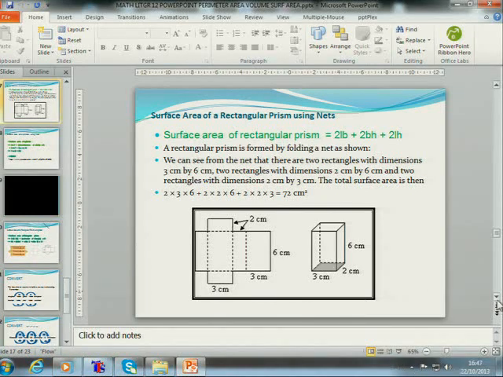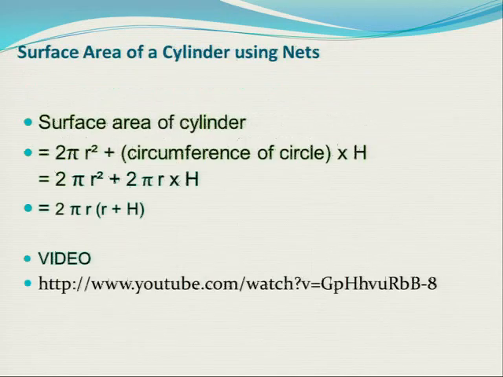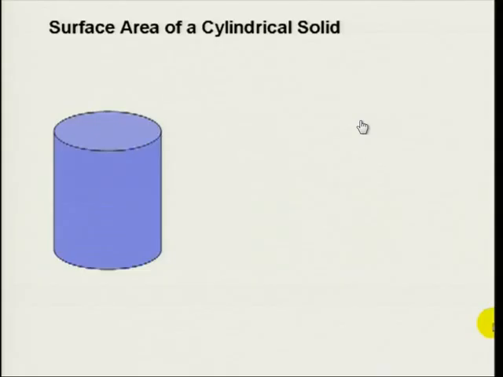And now we go on to the next one. The surface area of the cylinder. The surface area of a cylinder is given by the formula 2 pi radius bracket radius plus height. And I want you to watch this video. I want you to understand how exactly we find the formula for the surface area of a cylindrical solid.